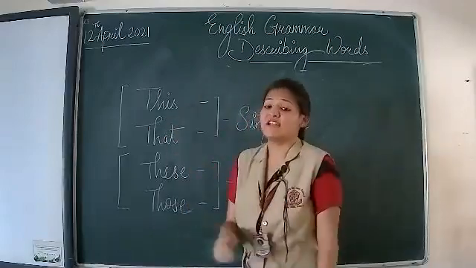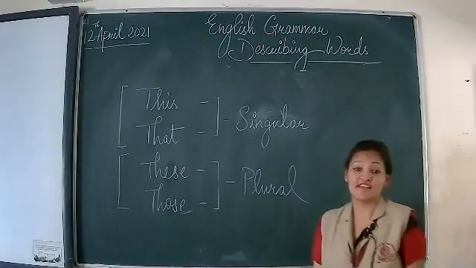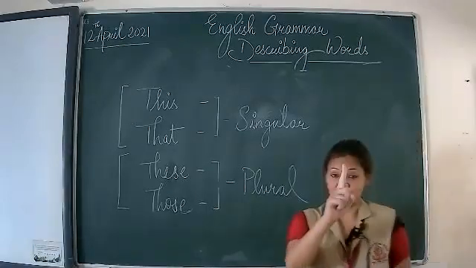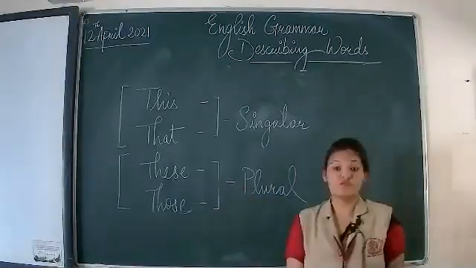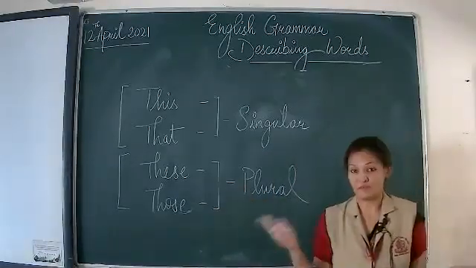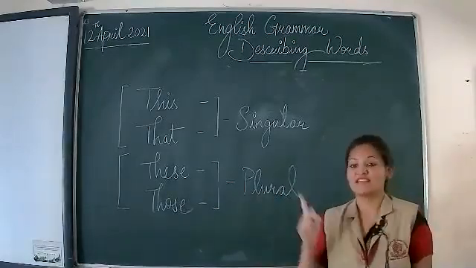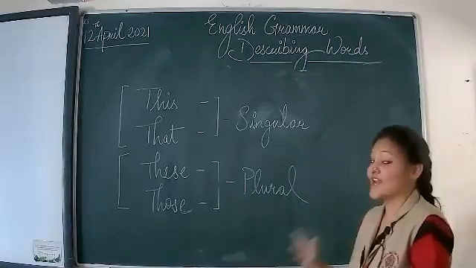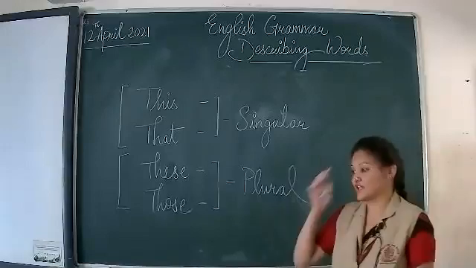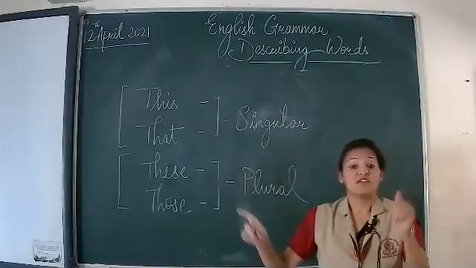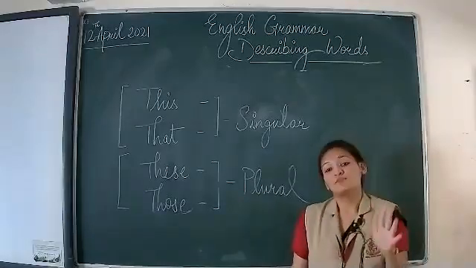Now this and that we use with singular nouns. Singular nouns, as in when we are talking about one person, place, animal, thing. These and those we use with many, more than one. Many what? Person, place, animal, and thing, the nouns. Okay. Now this and that, we use them when we indicate the singular nouns.